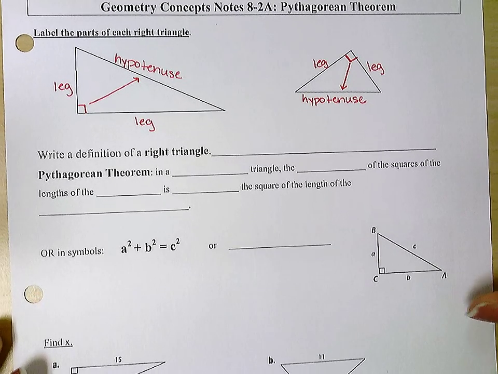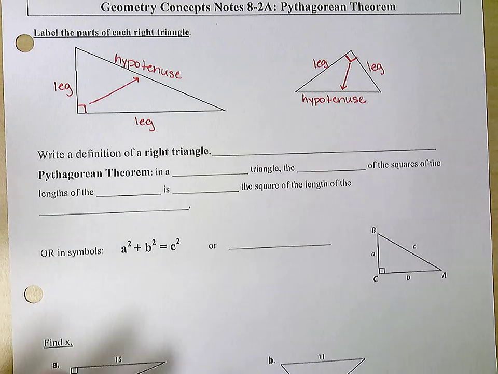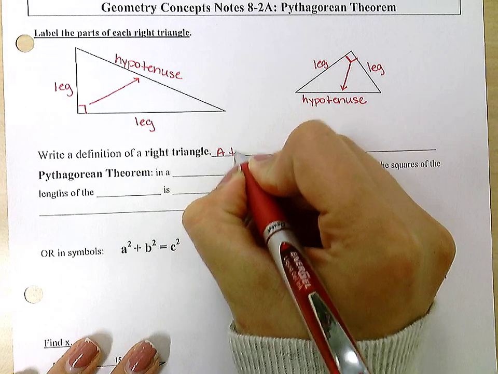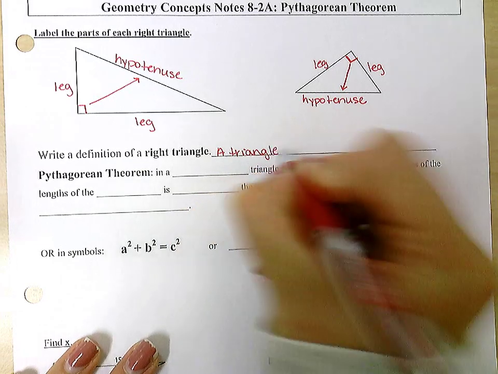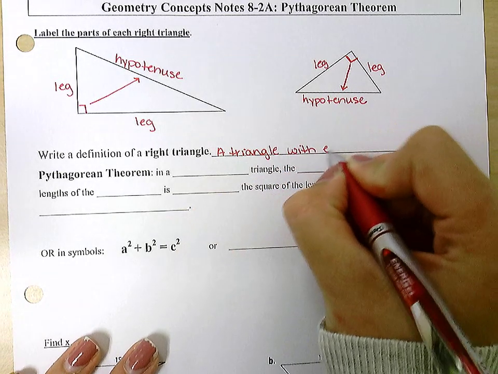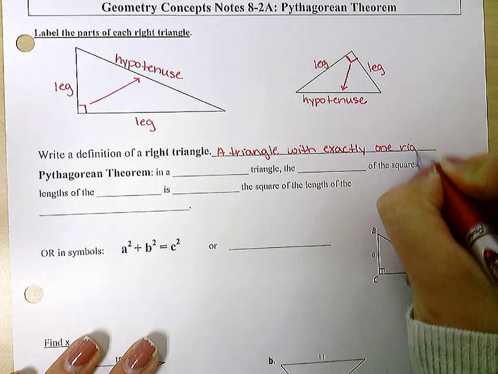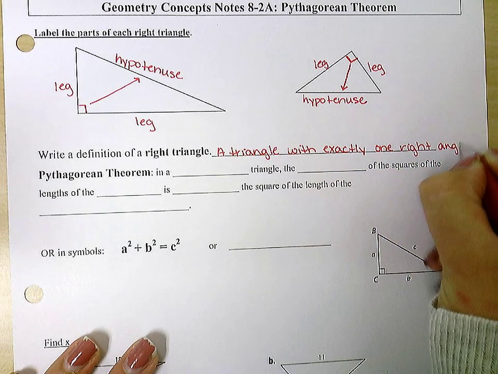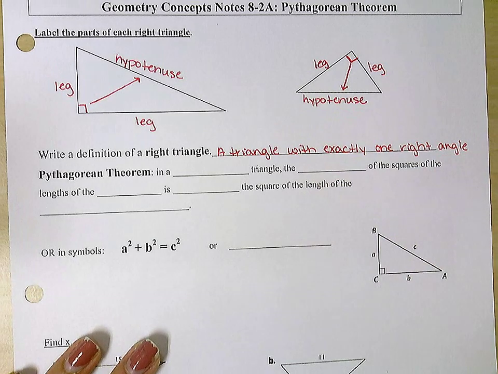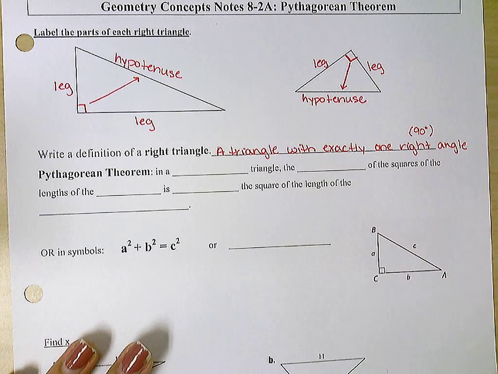Okay, so next we're going to write a definition of a right triangle. It's 90 degrees. One angle is 90 degrees. It's 90. So it is a triangle. Wow, no way. With exactly one right angle. And yes, that right angle has to be 90 degrees.